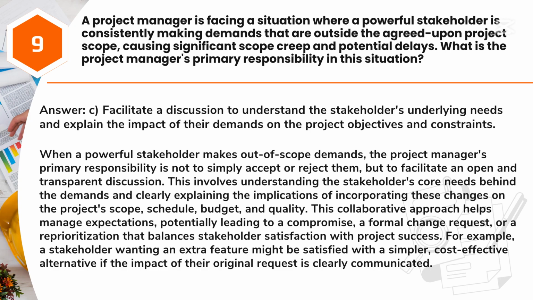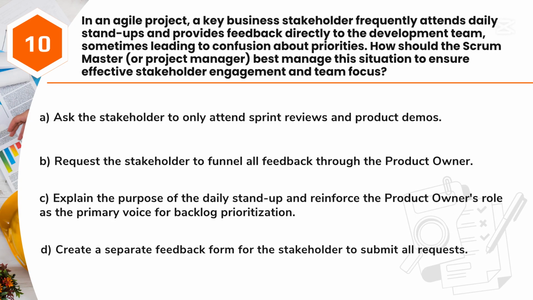For example, a stakeholder wanting an extra feature might be satisfied with a simpler, cost-effective alternative if the impact of their original request is clearly communicated. Question 10. In an agile project, a key business stakeholder frequently attends daily stand-ups and provides feedback directly to the development team, sometimes leading to confusion about priorities. How should the Scrum Master, or Project Manager, best manage this situation to ensure effective stakeholder engagement and team focus?